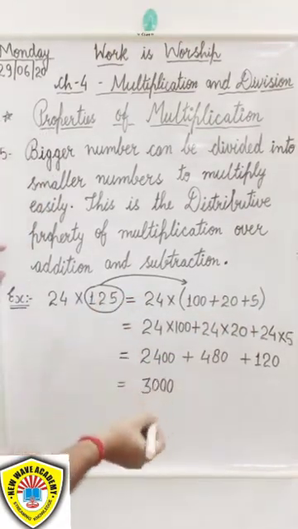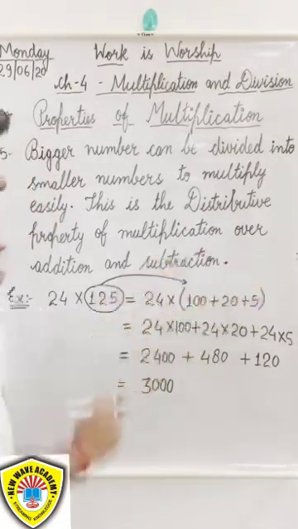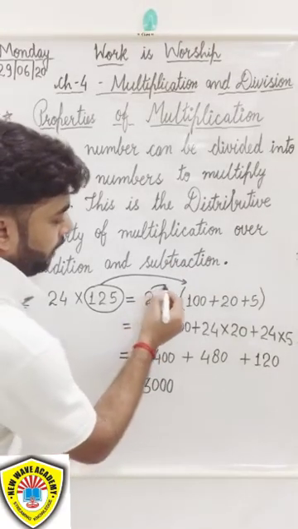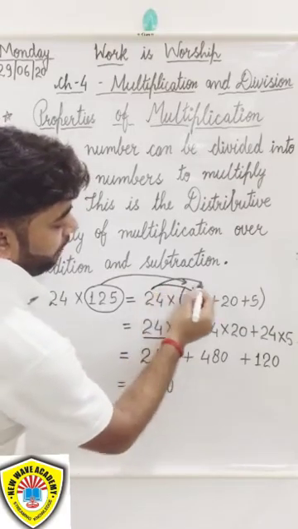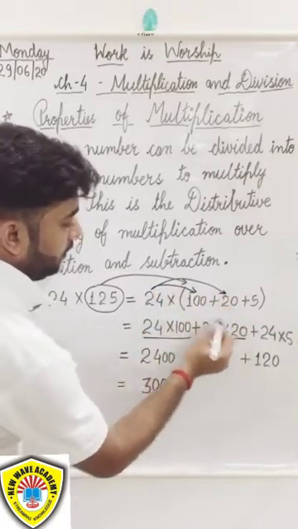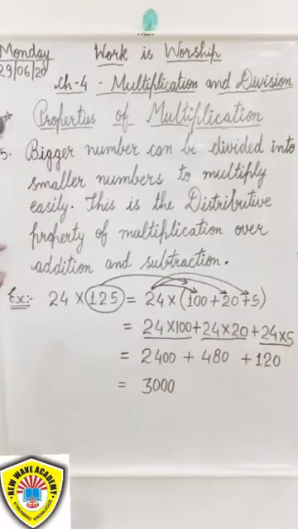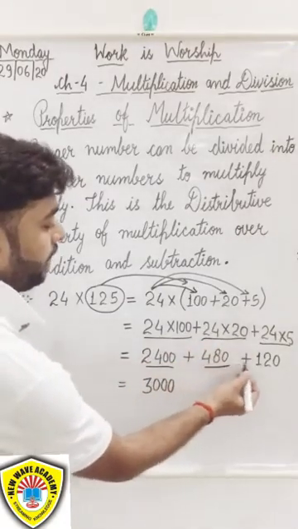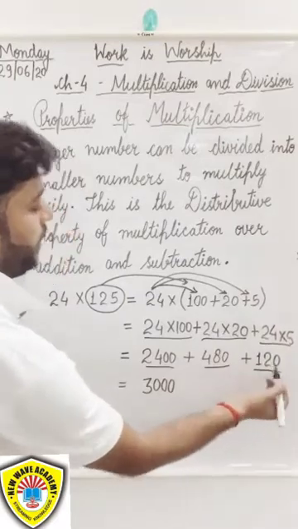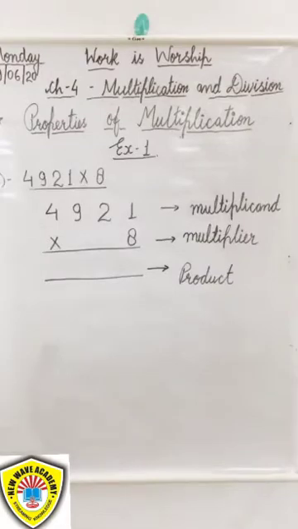Now let us multiply 24 with these numbers. Okay, now 24 multiplied by 100, then 24 multiplied by 20, then 24 multiplied by 5. Okay, so 24 into 100 is 2400, 24 into 20 is 480, and 24 into 5 is 120. So what is the product we will get? 3000.